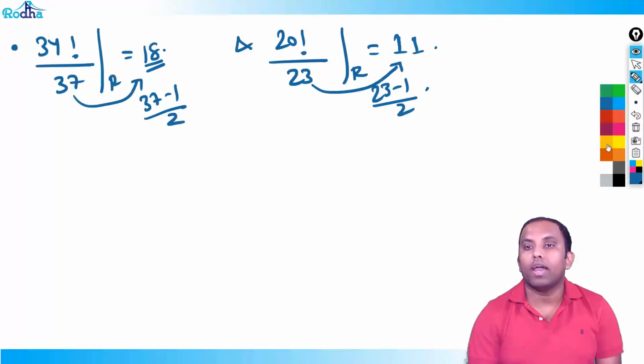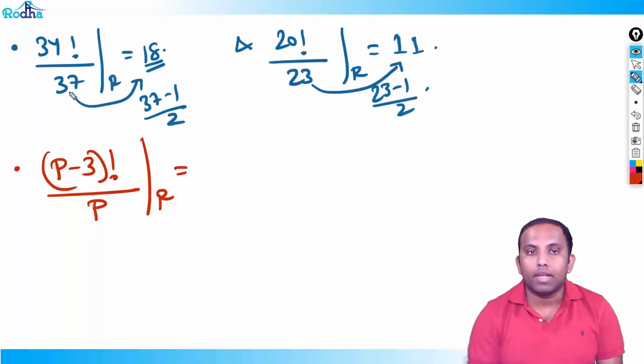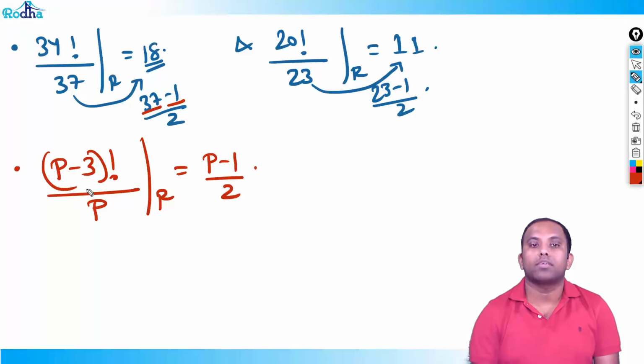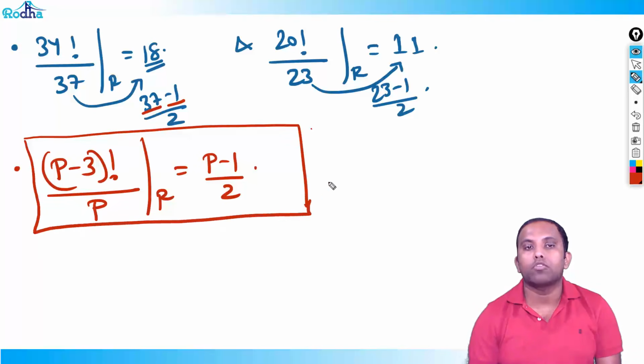So if we have p minus 3 factorial upon p, the remainder will always be denominator minus 1 by 2, that is p minus 1 by 2. That is the answer, always. So you can write this as the third statement of Wilson's. First was p minus 1 factorial upon p, remainder is minus 1. Second is p minus 2 factorial upon p, remainder is plus 1. Third is p minus 3 factorial upon p, remainder is p minus 1 by 2.